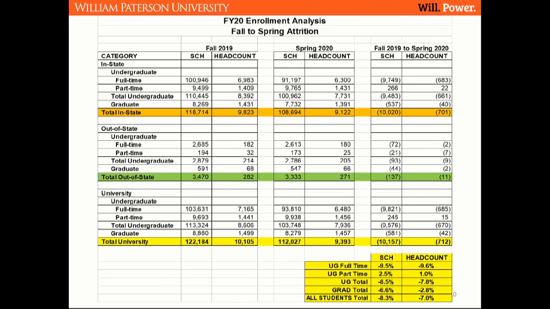Now, the other thing that's important to us is the attrition rate, not just year to year, but fall to spring. And on this chart, if you go down to the bottom that's highlighted in yellow, you can see that the attrition rate varies. Overall it's 7%, but it varies from full-time undergraduate at about 10%, 9.6%, and 1% up for part-time. So we've got a shifting of full-time to part-time. That's what this shows you. And the graduate is down about 2.8%. And again, this is fall to spring.